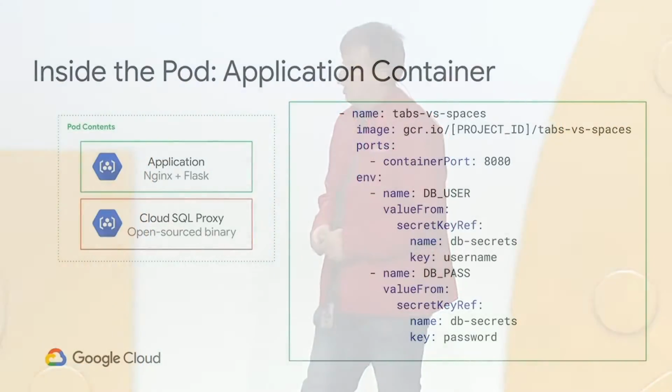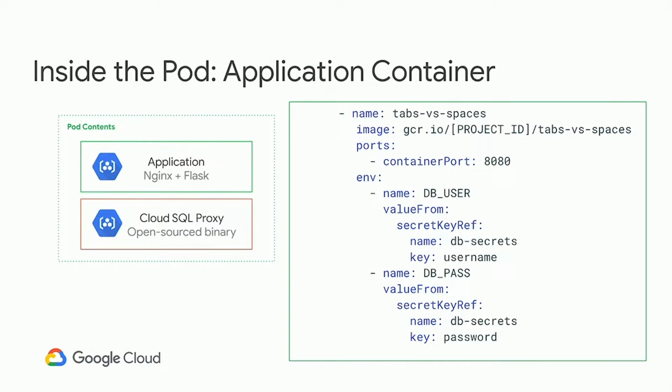One's our application, and one's using the Cloud SQL proxy. So this is what we call the sidecar pattern. So let's take a look inside the application container. So this is a file from the actual deployment.